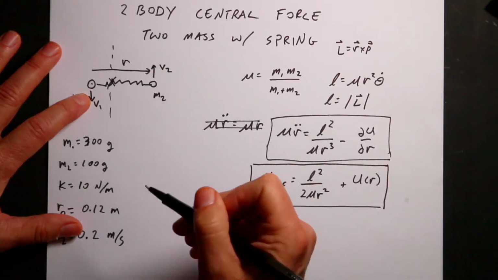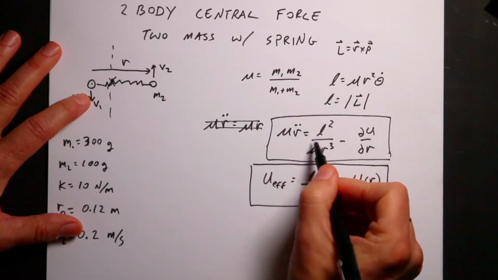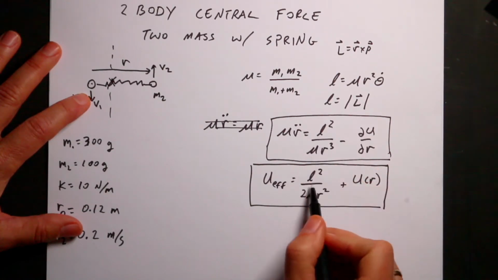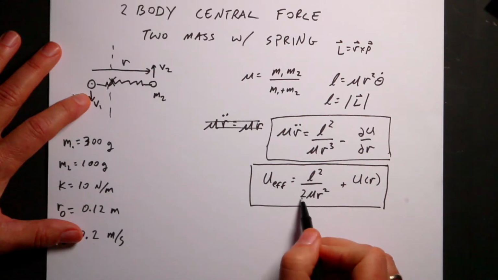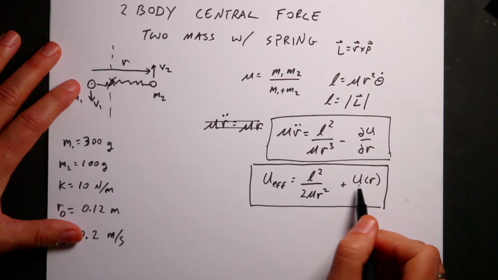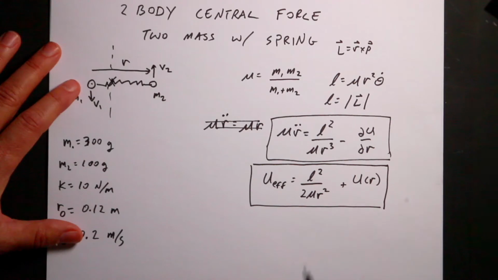Now you may want to go back the other way, and I'm going to do this first, and that's to say, well, what if I just make this like a potential and combine it with that? Well, if I do that, if I integrate this, I get this. So the effective potential is the centrifugal potential, L squared over 2 mu r squared, plus the actual potential. And then I can treat it as a one-dimensional potential problem just by adding in the centrifugal potential. Okay, so that's what I'm going to do.